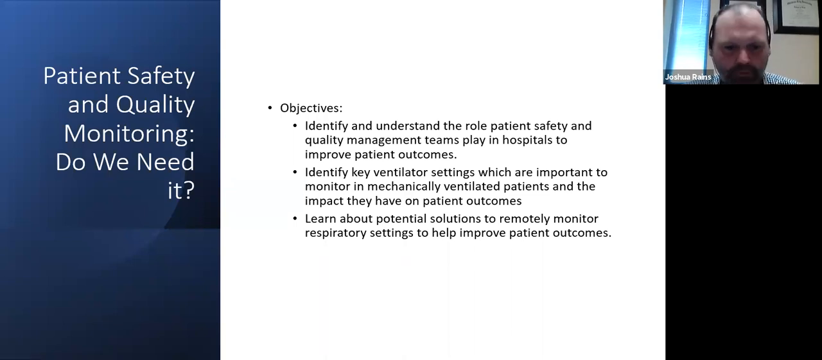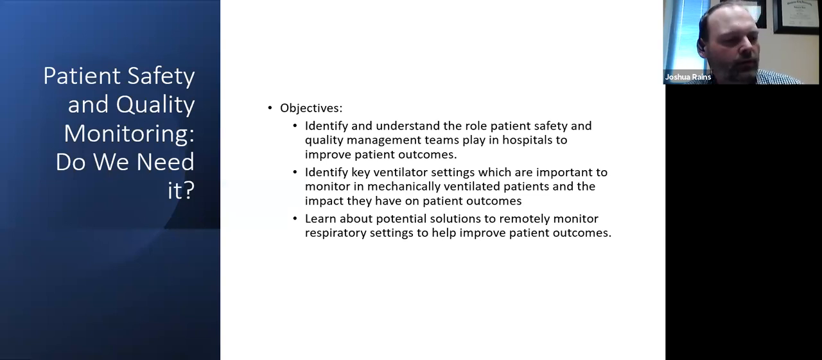I hope to share this information with you, and I hope that it helps you identify and understand the role of patient safety and quality management and what those teams play in hospitals. And we're working on improving patient outcomes, identify key ventilator settings which are important to monitor in mechanically ventilated patients, and then learn about potential solutions to remotely monitor those patients and to give them greater outcomes.